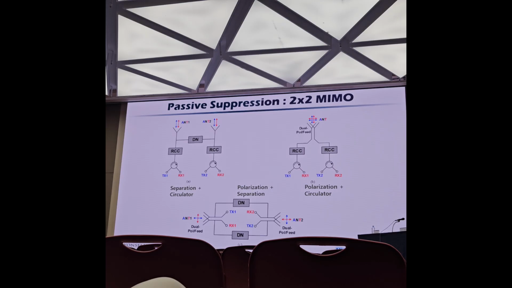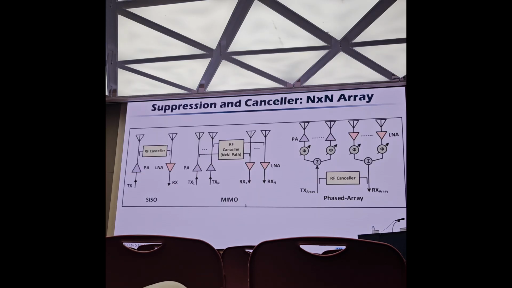If we want to increase the antennas, like 2x2 MIMO, then we can combine these together. So two different antennas, a decoupling network, and a circulator. Or you can use the dual pole antenna, or you can use dual pole and a decoupling network. These are all possible ways to achieve this.